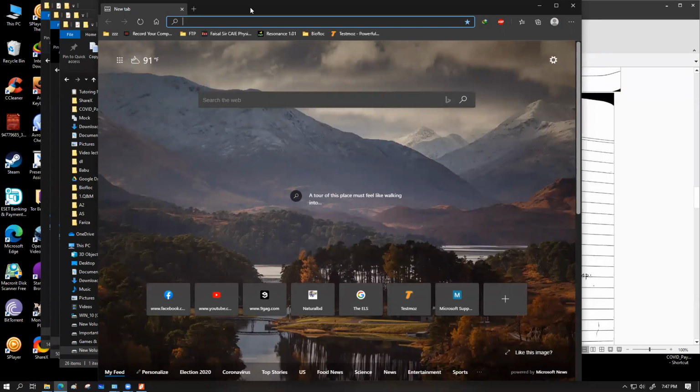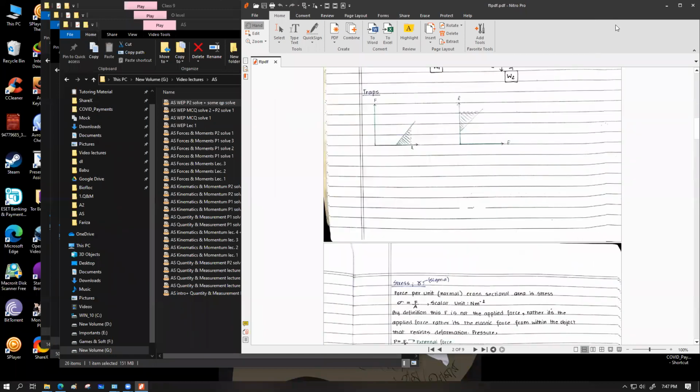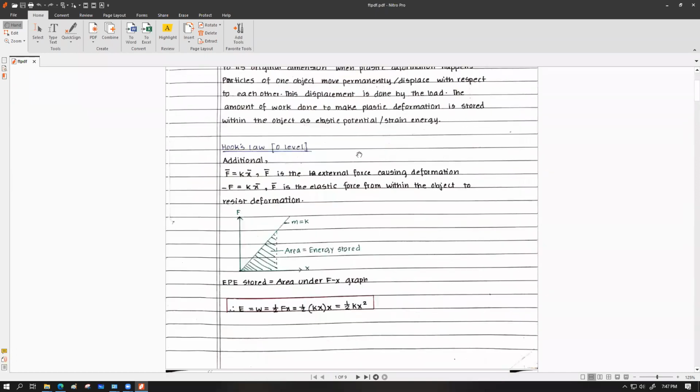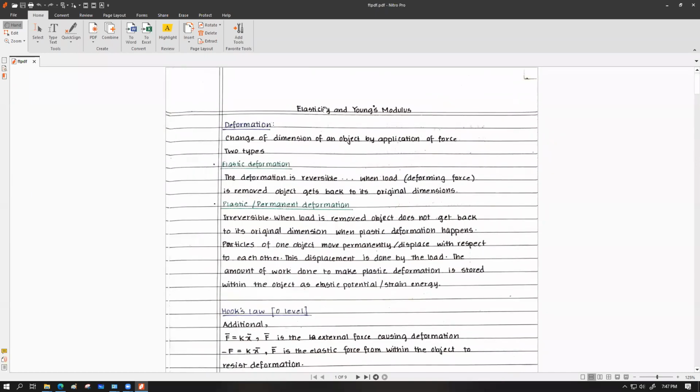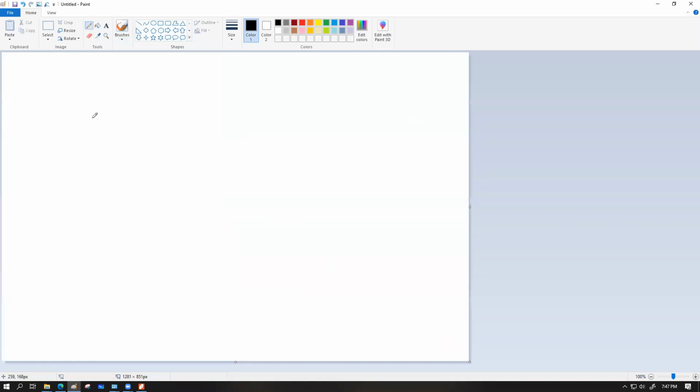Anyway, we'll start the lecture. So there we have the idea. We're going to work with the Elasticity chapter. The name of the chapter is Elasticity and Young's Modulus. That's just my preferred name. Couple of things that I would like to remind you from your O-level syllabus. These are the things that you have learned about your Elasticity chapter.